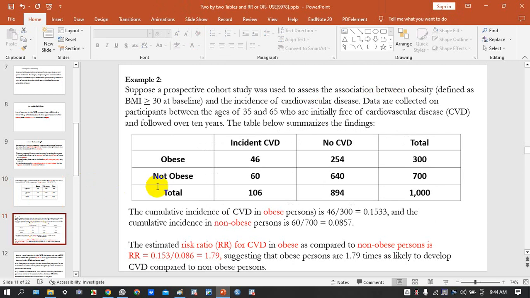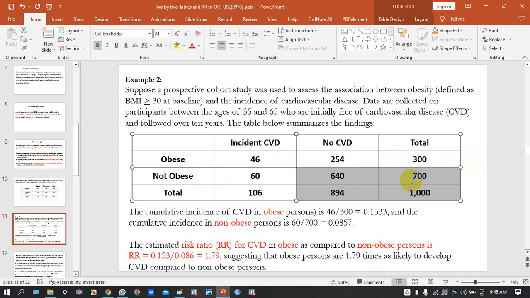Okay, so let's look at this example. So we have obese being 46, not obese being 60. That's those who are having incidence of cardiovascular disease. And we know that the obese were only 300, and those who had cardiovascular disease were 46. But the not obese were more. They are more than 2 times of the obese. They were 700, and the incidence of cardiovascular disease among them was only 60.